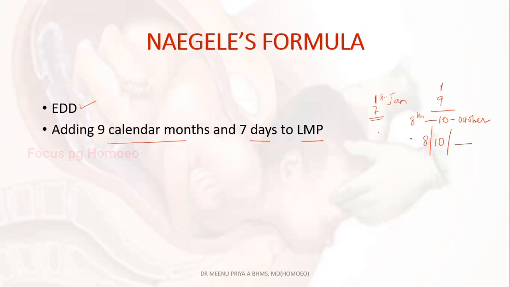So this is the EDD calculation, and the most probable date of onset of labor can be minus 2 weeks of this date and plus 1 week of this date. So this is Naegele's formula. For onset of labor, the formula most probably used to calculate is Naegele's formula.